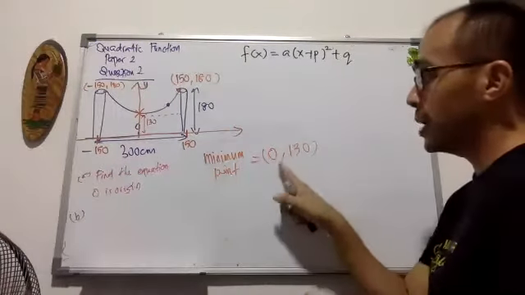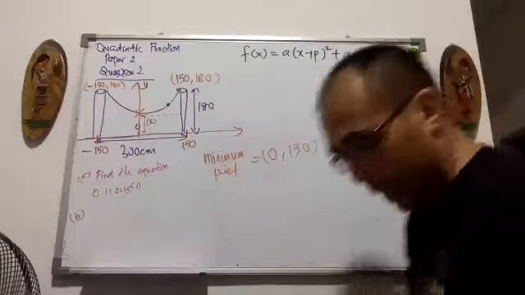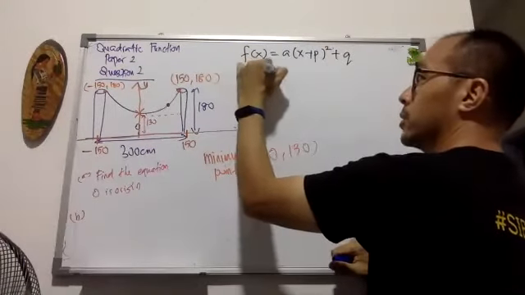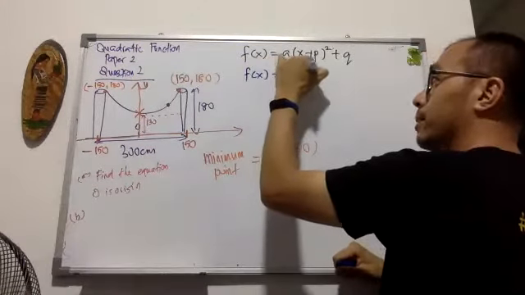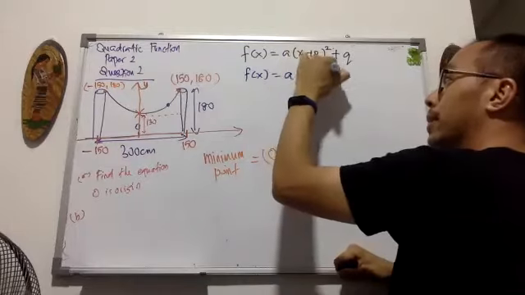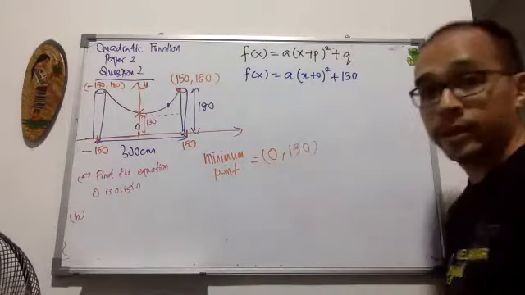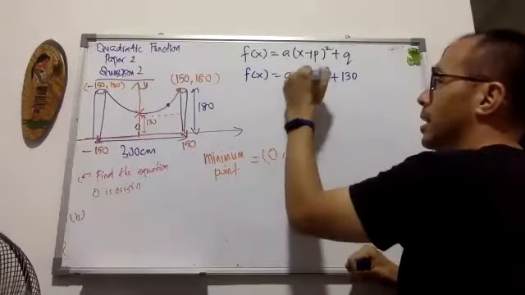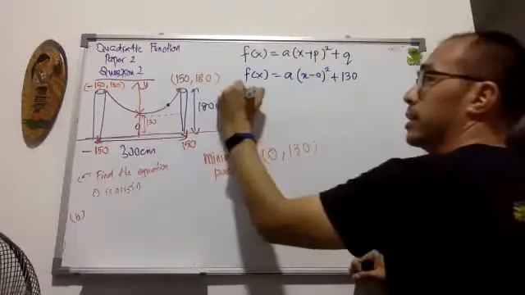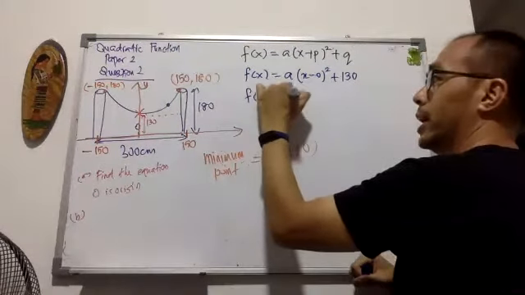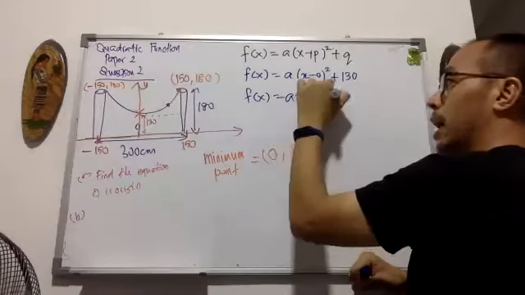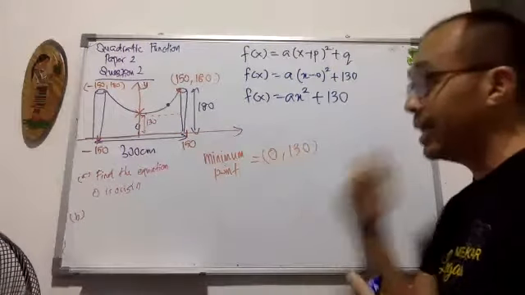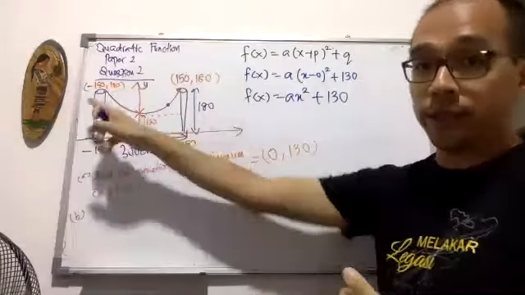So I'm going to put this in here, and I'm going to get f(x) = a(x - 0)² + 130. It doesn't matter whether it is plus or minus 0, it is the same thing. So f(x) = ax² + 130. The only question now you need to ask is, what is the value of a? That's why you are given these two coordinates.